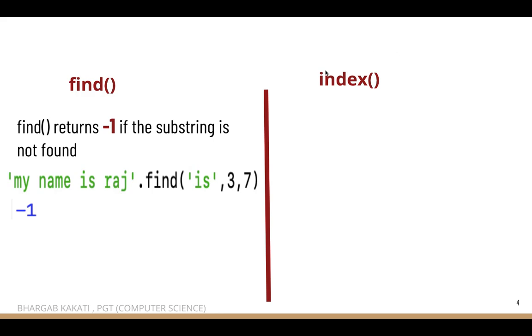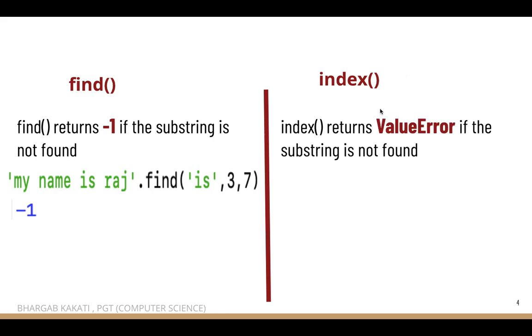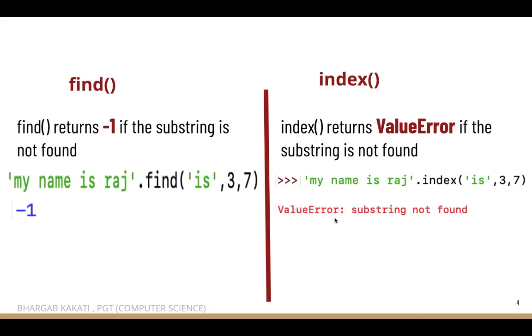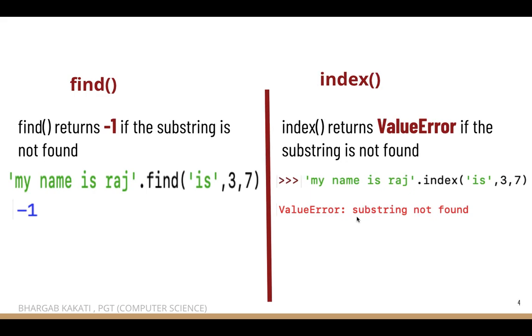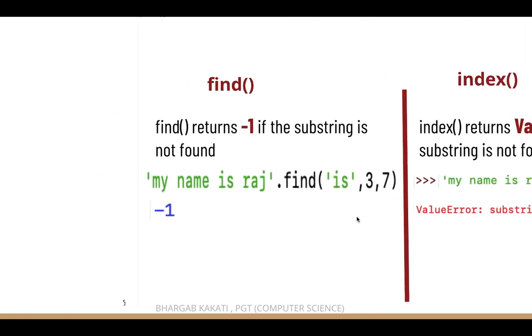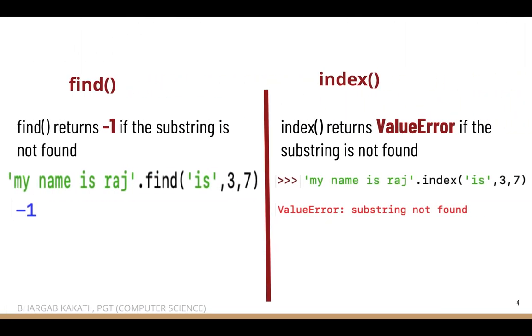Now, if I talk about a similar situation with the index function, let's see what happens here. Index function returns value error if the substring is not found. If I use the same example and just replace the function find by index, here also within this range between 3 to 6, the substring is not present, but here I'll get the result as value error. Alright, that's the difference between find function and index function.